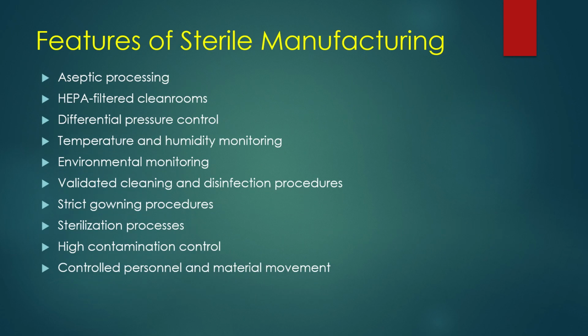Let's see features of sterile manufacturing. Sterile manufacturing uses aseptic processing to produce products without microbial contamination. It is carried out in HEPA filtered clean rooms with differential pressure control along with continuous temperature and humidity monitoring to maintain a controlled environment. Regular environmental monitoring, validated cleaning and disinfection procedures, and strict gowning practices help ensure cleanliness and reduce contamination risk. Sterile manufacturing also involves sterilization processes, high contamination control, and control of movement of personnel and materials to maintain product sterility and quality.